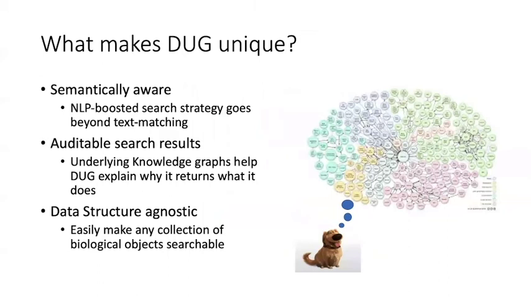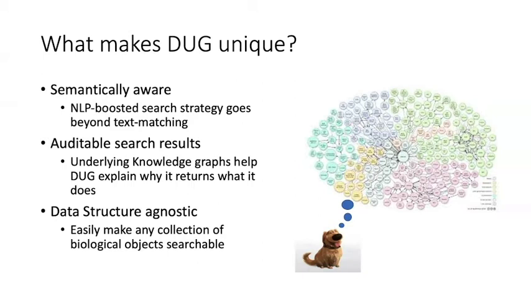In fact, there are 3 reasons we feel that Doug is so unique. For one, as we mentioned, Doug searches for results over biological data sets in a semantic aware fashion and returns things related to biological concepts, not necessarily textual strings that the user is searching for. For 2, because Doug uses a knowledge graph to create that semantic search capability, it's actually able to explain to you why it's returning certain search results.